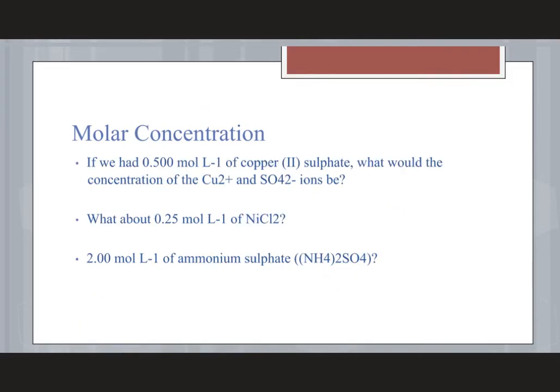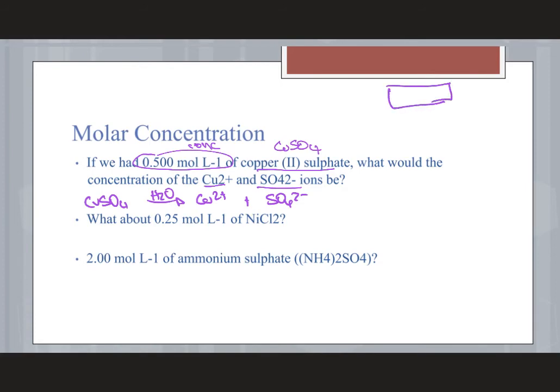Okay, so let's look at this in terms of some examples. If I have 0.5 mole per litre, so this is my concentration, of copper(II) sulfate, CuSO4, what would be the concentration of Cu2+ ions and sulfate anions? We know that when copper sulfate dissociates, we get Cu2+ and SO4 2-. So we can see this is a 1:1. So if I have 0.5 molar copper sulfate, then I'm going to have 0.5 moles per litre of Cu2+, and I will have 0.5 moles per litre of SO4 2- ions, because I will get 1 ion for each one.